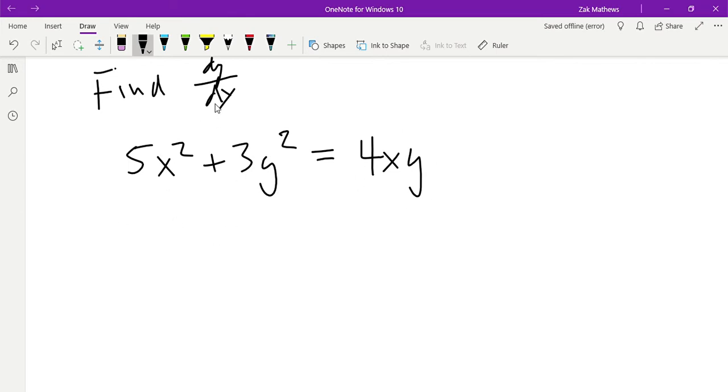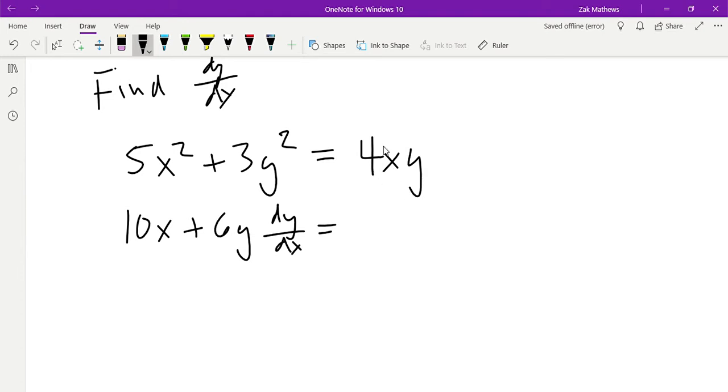So we want to try to get to that dy/dx, which means we're going to have to take a derivative. The derivative of 5x squared gives us 10x. The derivative of 3y squared is 6y dy/dx. And then on this side, in 4xy, we have two variables multiplied by one another. So what do we have to do when things are multiplied by one another? We have to use our product rule.